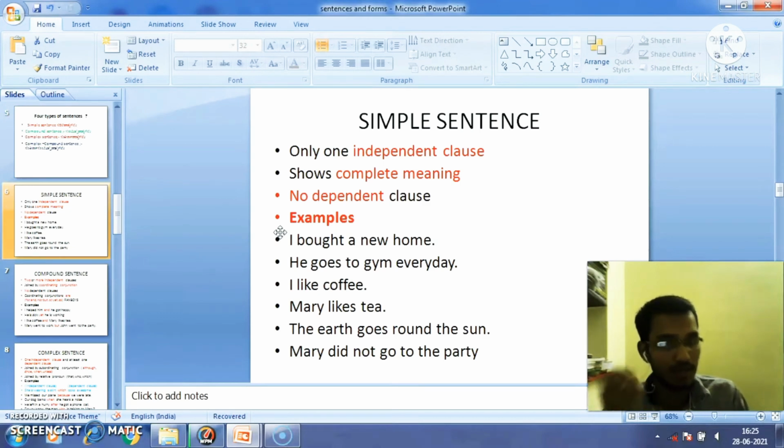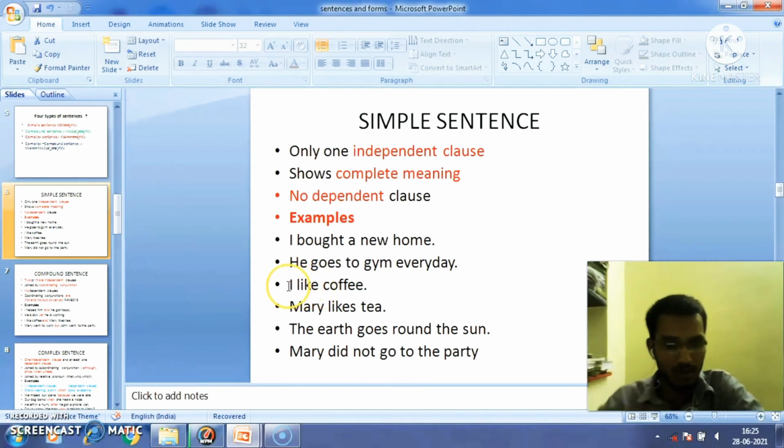Here there is one independent clause. Again, it gives complete meaning. There is no dependent clause in a simple sentence. With examples, you can easily understand. Right? I like coffee. Enough. It is a complete sentence. It is a simple sentence. Here there is one independent clause, one independent sentence. This is about the simple sentence.